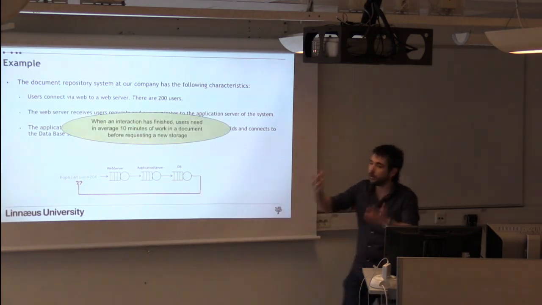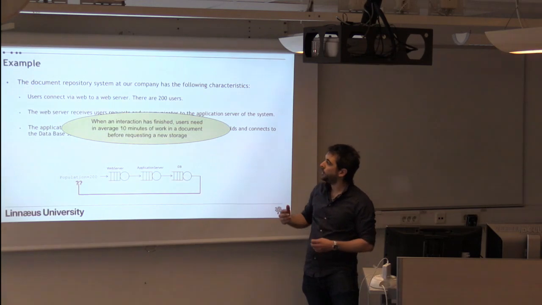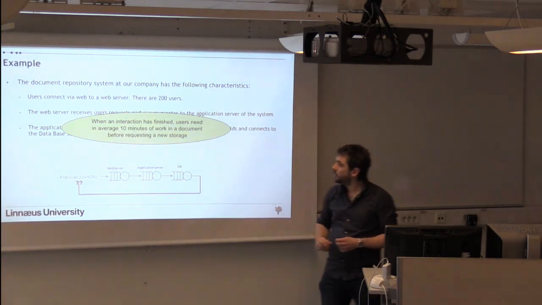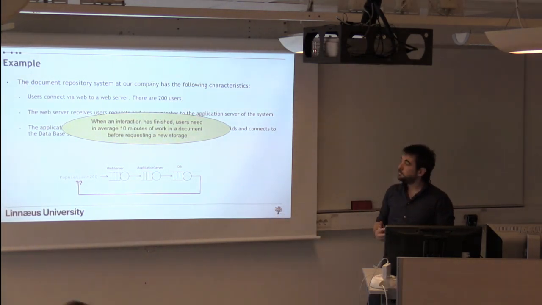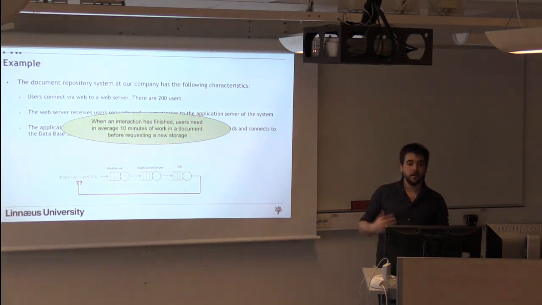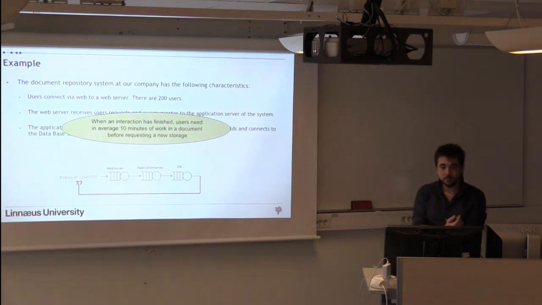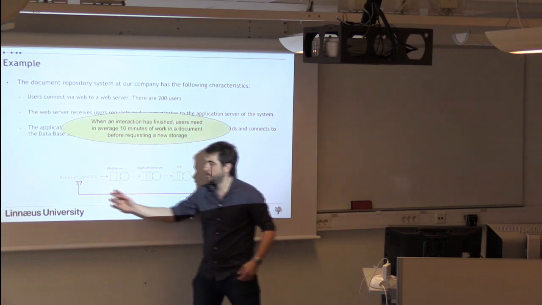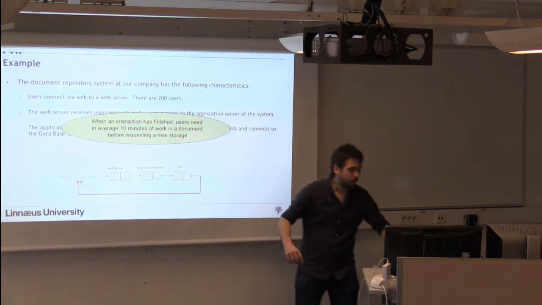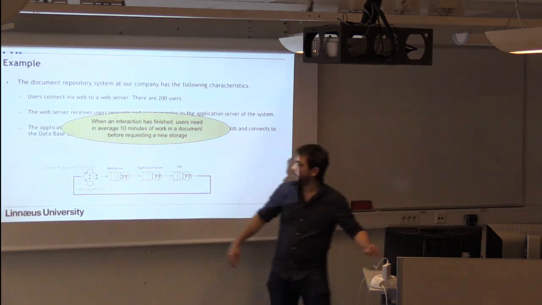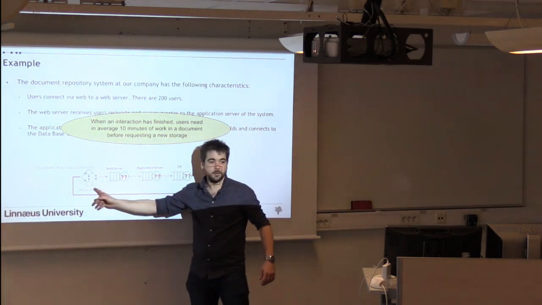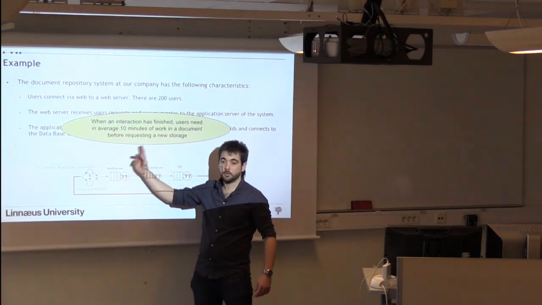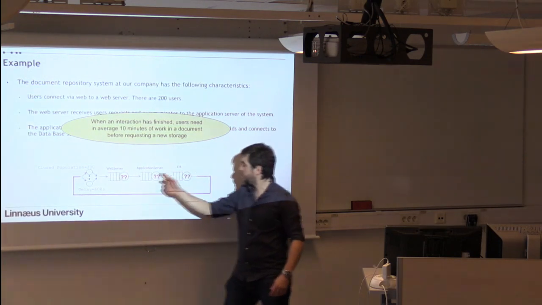If we also have the information that when an interaction has finished, users need on average 10 minutes of work on a document before requesting a new storage, then we can add something else here. Now we know that it's the closed population of 200, and we have a delay of 600 seconds, 10 minutes. So they interact with the system and they will wait.